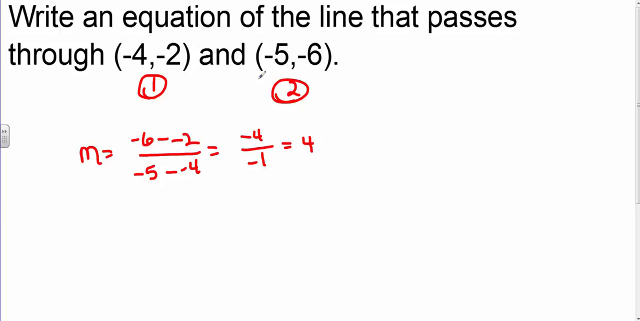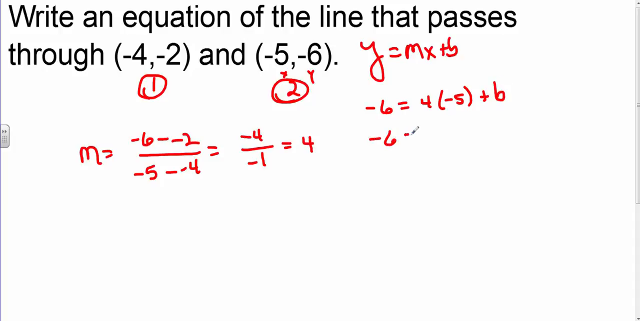Now let's choose either one of these. Last time we chose point number 1. Let's choose point number 2 this time. So let's see. So we've got x and y. y equals mx plus b. So we go negative 6 is equal to, slope is 4 times x, which is negative 5, plus b. So that gives us negative 6 is equal to negative 20 plus b. Plus 20 plus 20. 14 is equal to b.